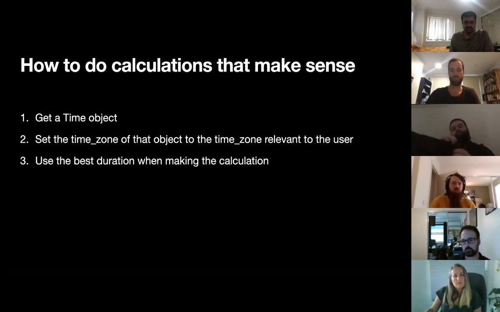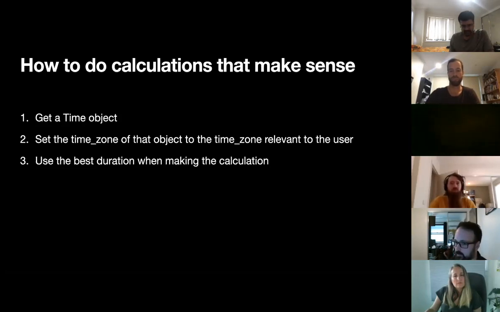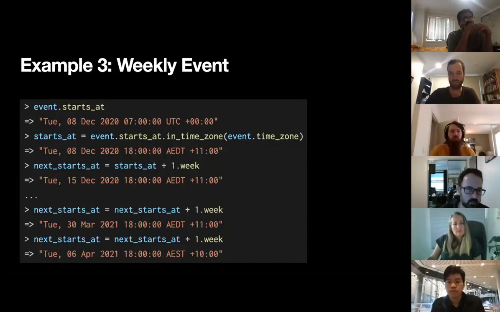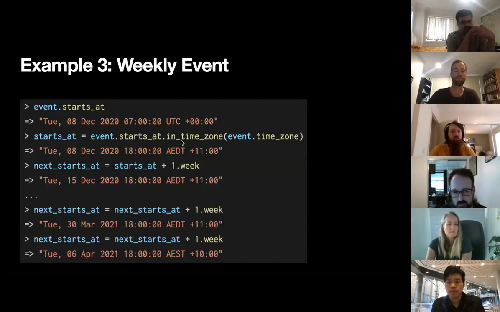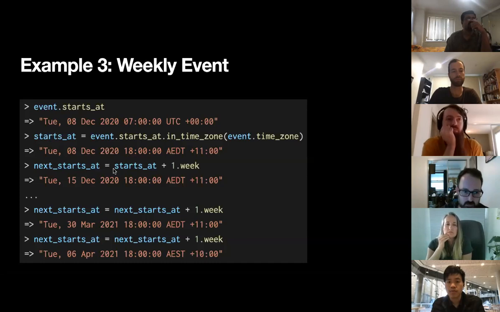So I'll take the event that we had, and I'm going to pretend that we do this meetup weekly, and that the event is meant to happen at 6 p.m. Sydney time every week. So here is the event and the event's time zone, and here we're using in time zone again to set it to Sydney time. So we've got today starting at 6 p.m. And then the calculation is, next starts at equals starts at plus 1 week.